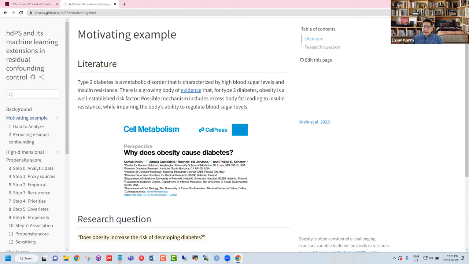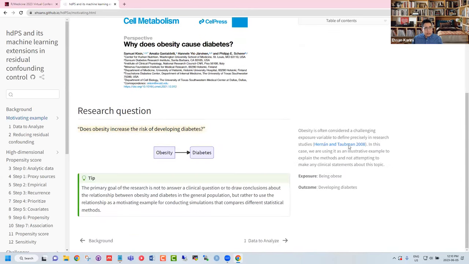One other thing about this question is that obesity is not necessarily the best exposure variable, because sometimes it is very hard to define obesity, not in terms of measurement, but in terms of for how long you have had it. And this is true for many other exposures like this. Again, I want to remind you that defining a well-defined question is not the objective of this workshop. We are using this question as a motivating example to show the implementation. So finding the causal inference around this question is not our objective here.